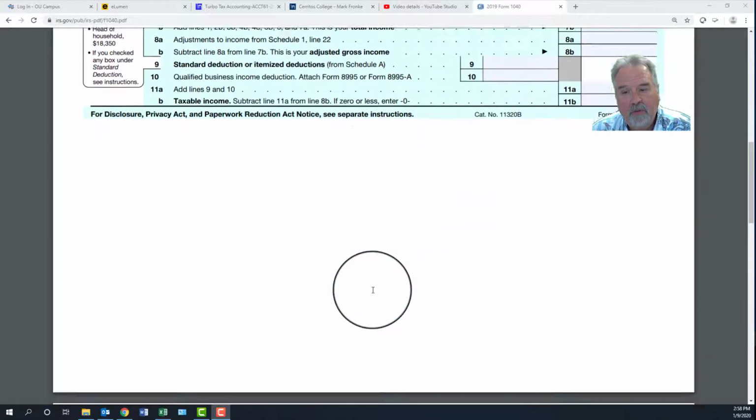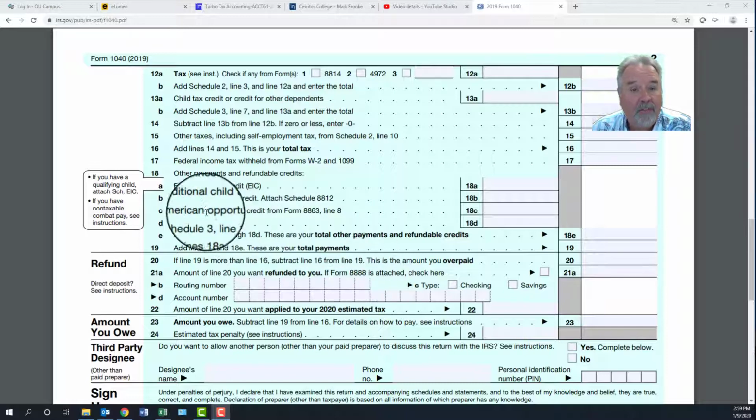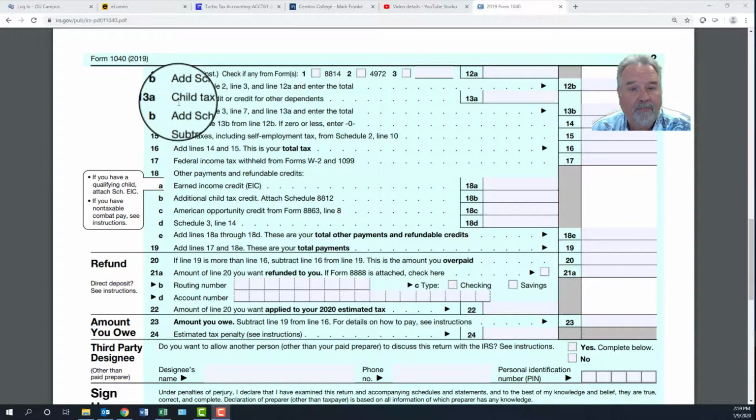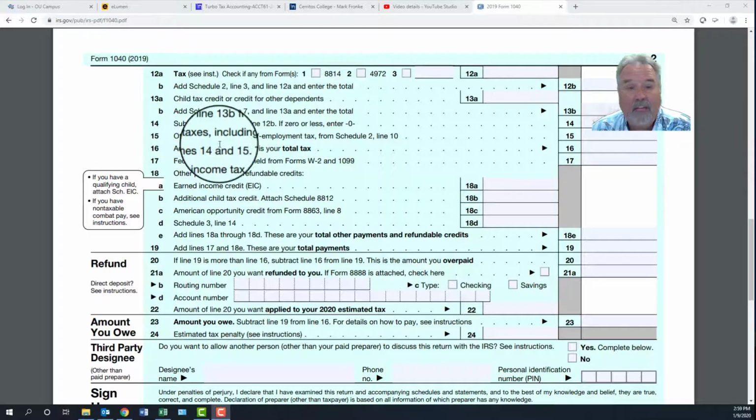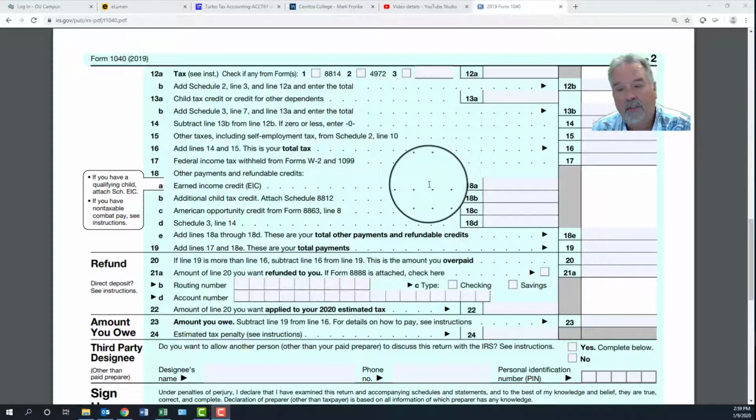On page 2 is where we calculate the tax. This is based on a schedule of rates at different levels of income for different filing statuses. Then we might have some child tax credits, some self-employment tax, and then total tax would go on line 16. That's the amount of tax that you are being charged on your income.